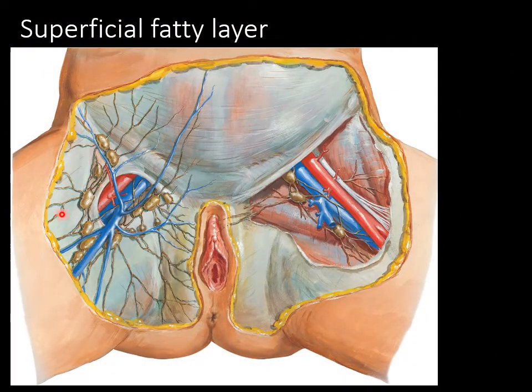Then we are going to discuss the superficial fatty layer. The superficial fatty layer is an extension of the Camper's fascia of the abdomen. It crosses the line of fusion at the inguinal region or groin, and then extends downwards and reaches the perineum as the superficial fatty layer of the perineum. Just remember it is a continuation of the Camper's fascia of the abdomen.